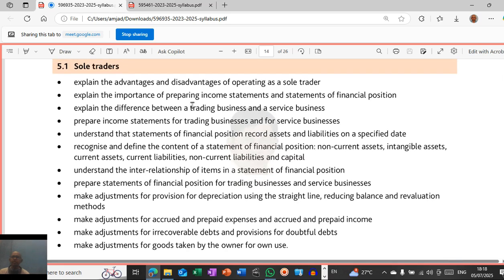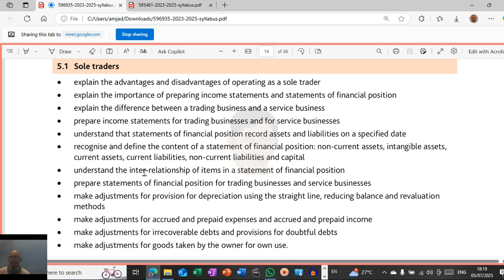Explain the advantages and disadvantages of operating as a sole trader. Explain the importance of preparing income statements and a statement of financial position. Explain the difference between a trading business and a service business. Prepare income statements for trading business and for service business. Understand that statements of financial position record assets and liabilities at a specified date. Recognize and define the current contents of a statement of financial position: non-current assets, intangible assets, current assets, current liabilities, non-current liabilities, and capital.